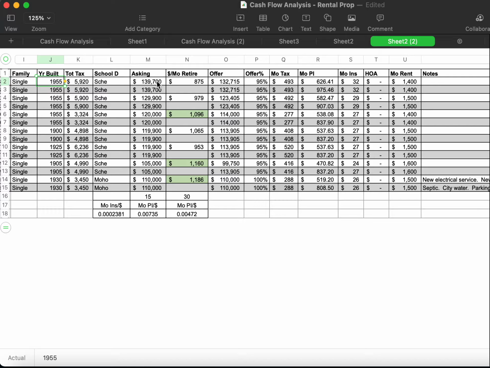What are they asking? What's the asking price? What's the offer price? And what percentage of that are you offering? So that's what this information's for.